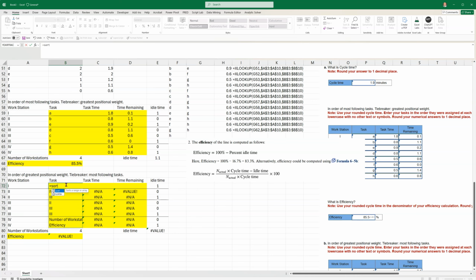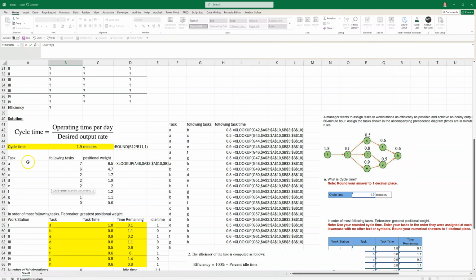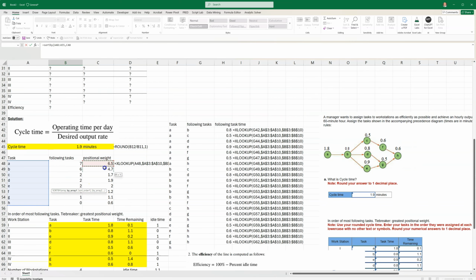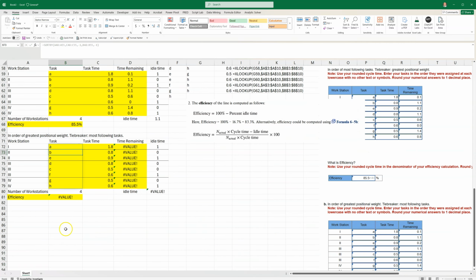I'm going to go equal sort by. You want to sort this array, and it says to do it by positional weight first. So we want to sort it by this, and we're going to do it descending, and then we want to sort it by this. And then -1 for descending. Okay, we get A, B, E. It's going to be the same order basically.